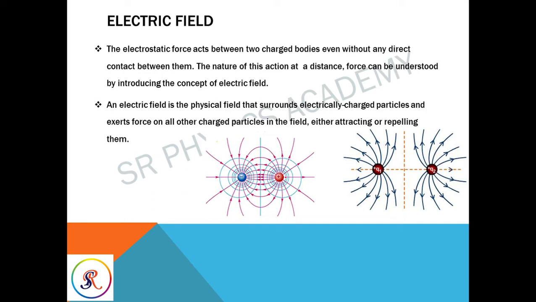Either attracting or repelling the charged particles. In this case the charged particles are attracting. But if this is positive and this is also positive, or if this is negative, minus q2, and the next is a negative charge, both are the same charge, which means they will repel. Here also there is a field around each charge, the space around a charged particle, but both are repelling.